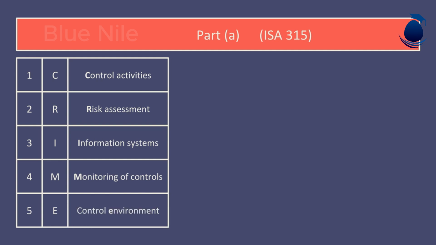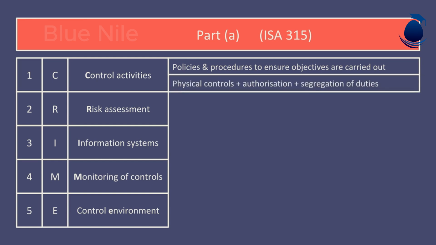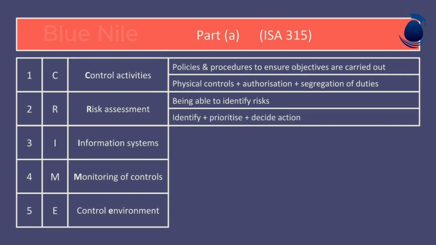Control activities are the policies and procedures that ensure the management's objectives are carried out. These include procedures such as physical controls, authorization or approval, and segregation of duties. Risk assessment is the process of the entity's management being able to identify risks relating to the financial statements. The entity should be able to identify, prioritize, and decide what action is needed for each risk identified.